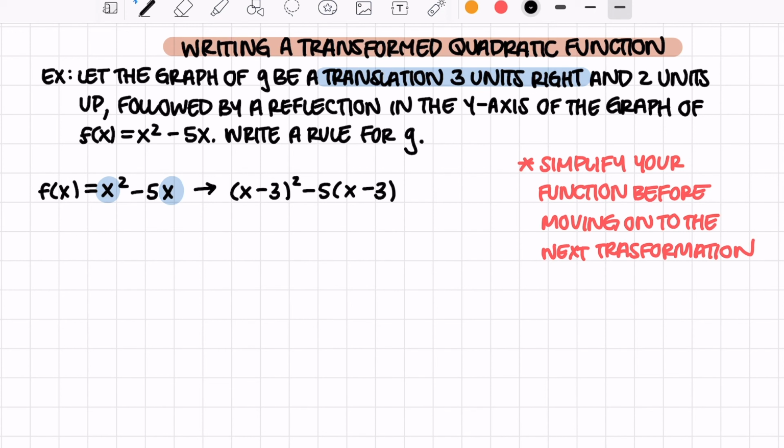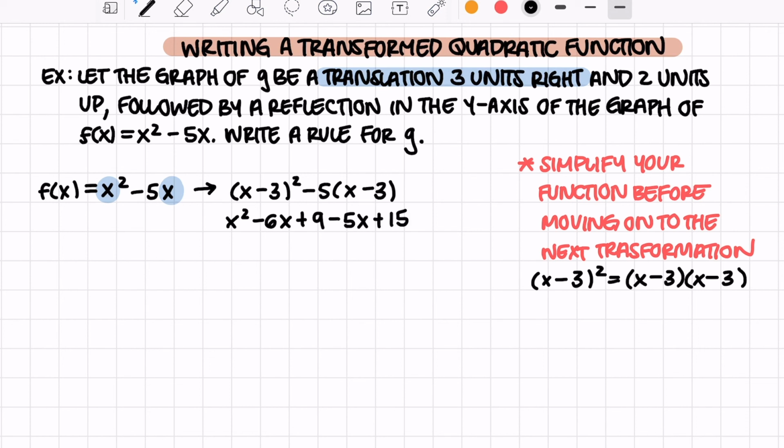We have here (x minus 3) to the power 2, and that would be x minus 3 times x minus 3. If I multiply those together, we get x squared minus 6x plus 9. Then I can distribute the negative 5, so I get negative 5x plus 15. And that equals x squared minus 11x plus 24. Done.